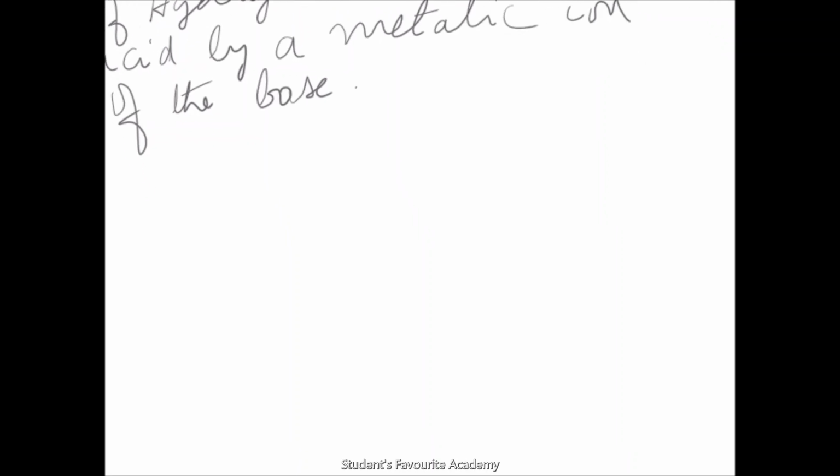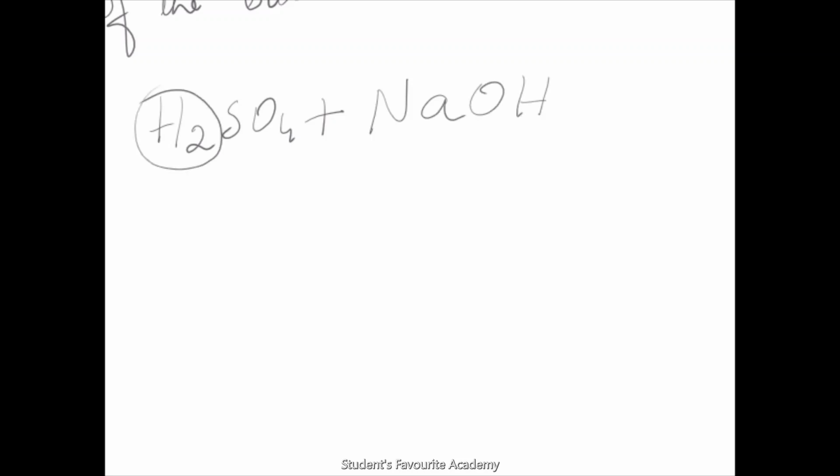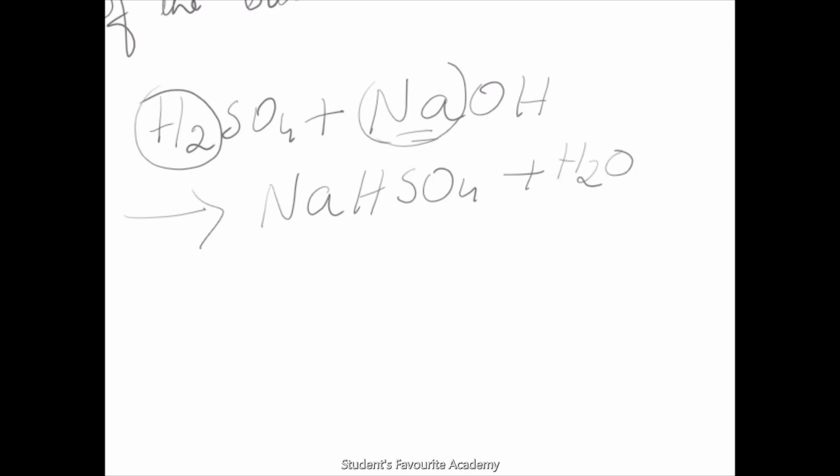Now, sometimes it so happens that, for example, sulfuric acid has two hydrogen atoms. So, sulfuric acid, when it reacts with sodium hydroxide, instead of getting both the hydrogen atoms replaced, sometimes only one hydrogen atom of the sulfuric acid is replaced by one sodium of the sodium hydroxide. So, what is formed? NaHSO4, sodium bisulfate, plus water. So, what is happening? By partial replacement, out of the two, only one is replaced and one is retained. So, such salts are called acid salts.